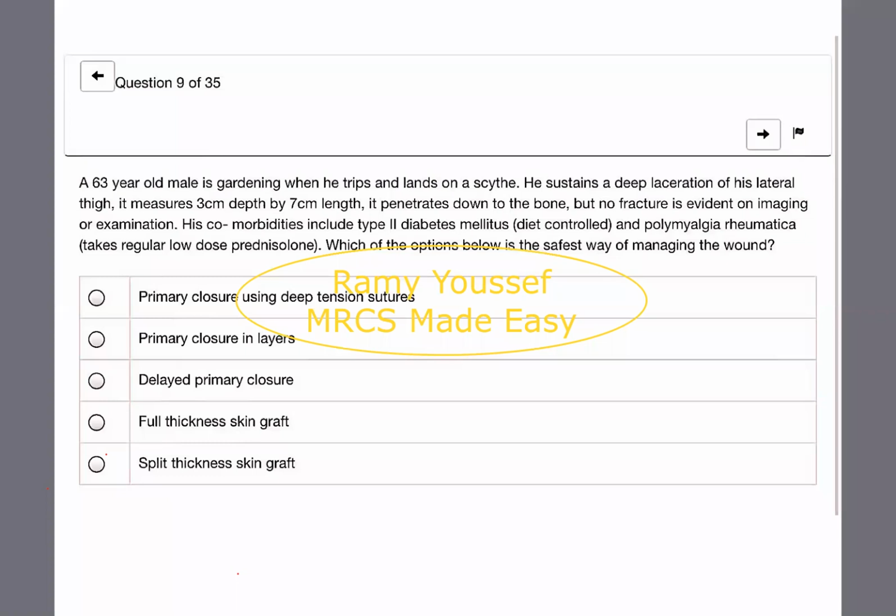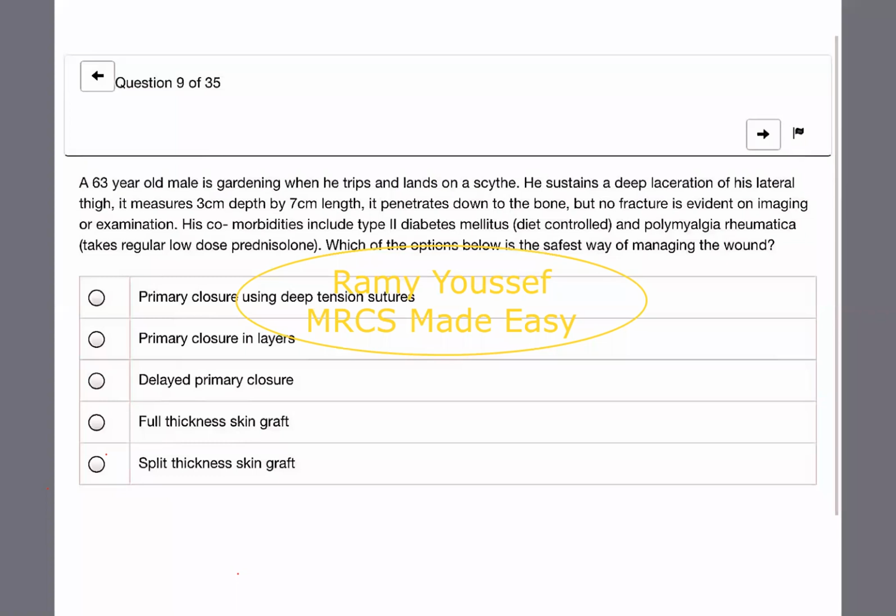And this patient has some comorbidities. He's diabetic, he's taking some steroids. So this patient needs to clean the wound first, then go for primary closure. This is the same as primary closure, but delayed after cleaning. This is a delayed primary closure. Okay? Yes, I get it. Thank you, Doctor.